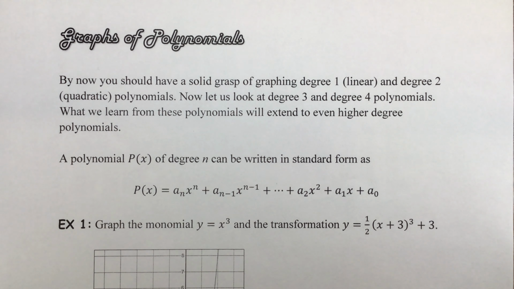What we learned from graphing these two degrees will extend on to higher degrees like 5th degree, 6th degree, 7th, 8th, and so on. Basically, the odd degrees all sort of act the same way, and the even degrees all sort of act the same way as well.